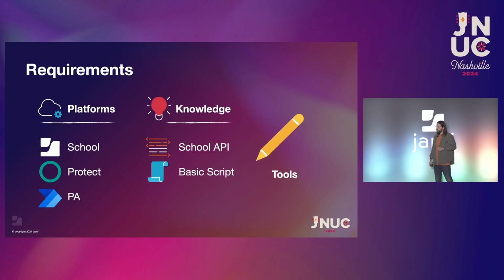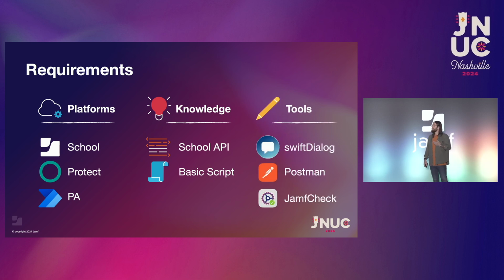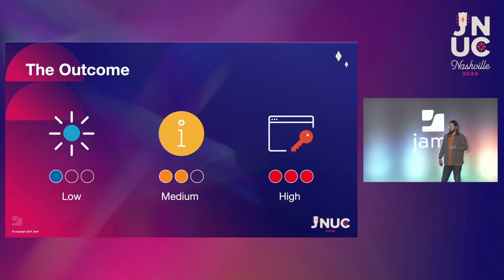And then the third bucket is tools. So we're going to use these three tools here. We're going to use SwiftDialog to do something on the end user device as part of our example. We're going to use Postman and then something called Jamf Check to help us build and test our flow as we go along. So what are we going to do?